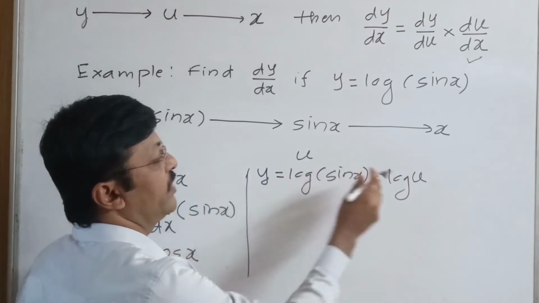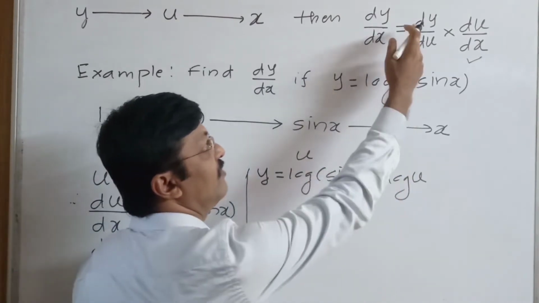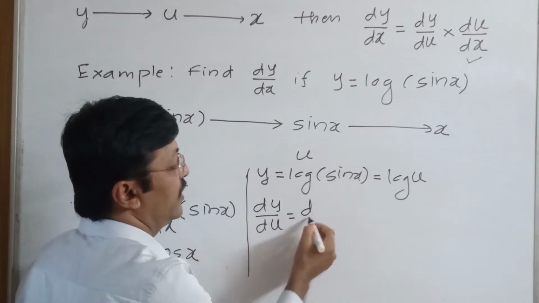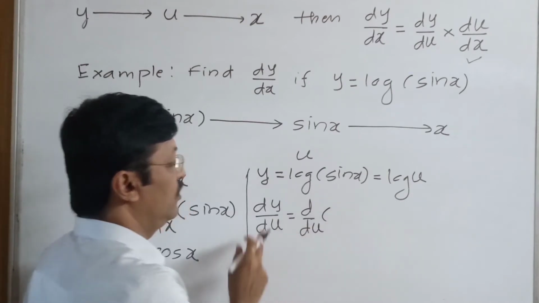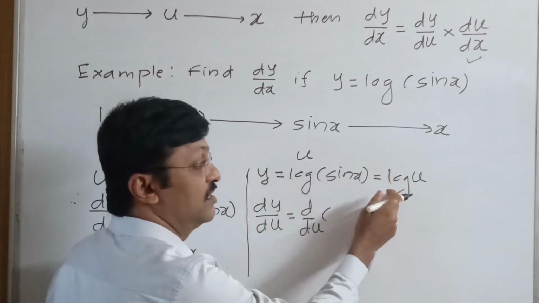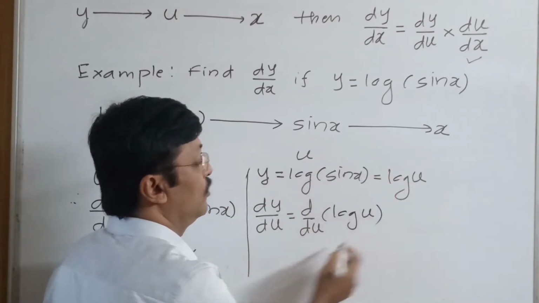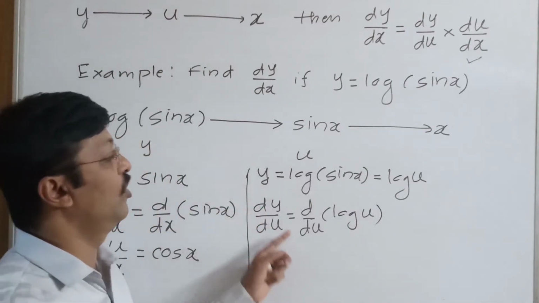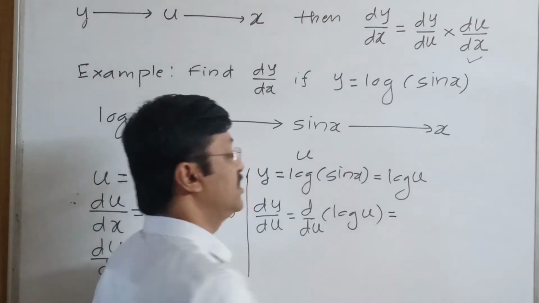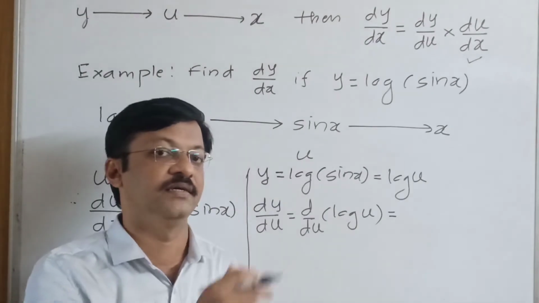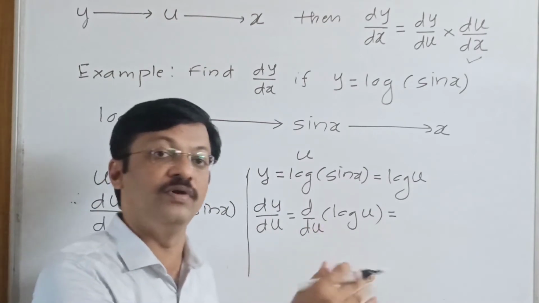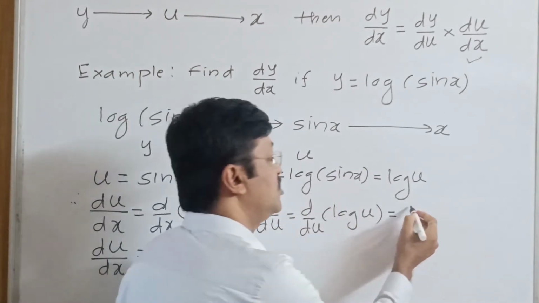So differentiating y is equal to log of u with respect to u, I will get dy by du. Dy by du means d by du of y. What is y? Y is log of u. So dy by du is d by du of log u, which is equal to, you must know this, just like d by dx of log x is 1 upon x, d by du of log u will be 1 upon u. So it will be just 1 upon u.